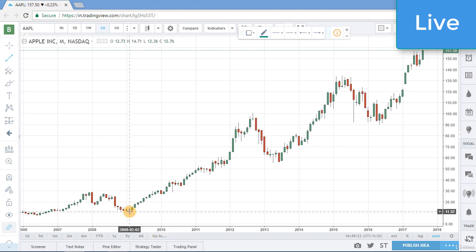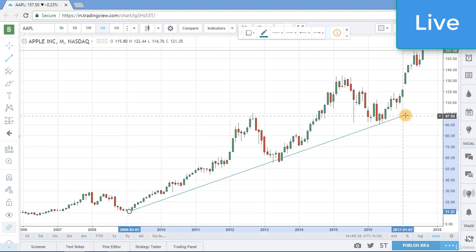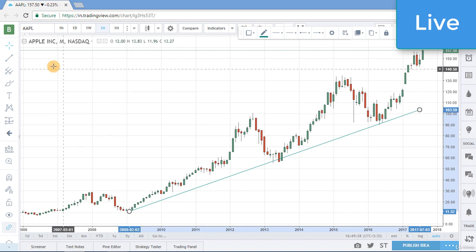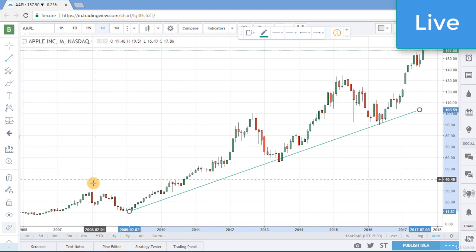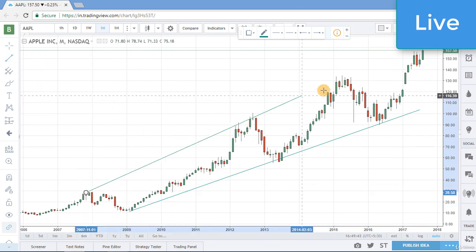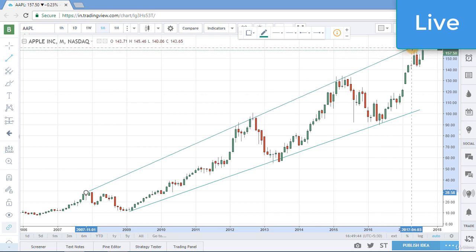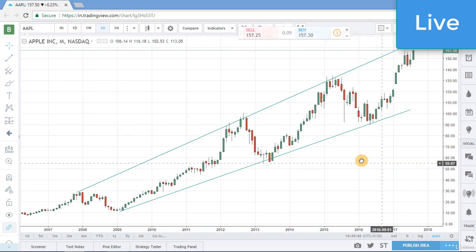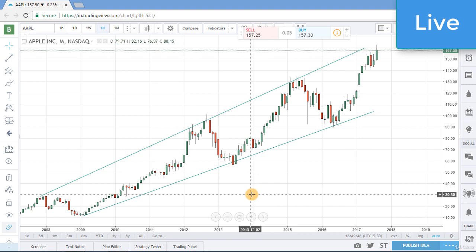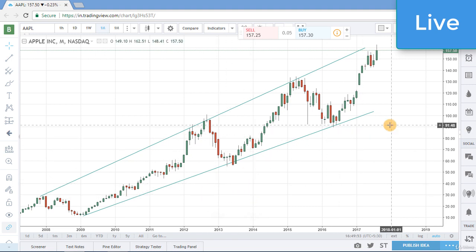We'll take the lower trend line. This is the lower trend line. Now we will plot the upper trend line. Now just see, the stock is making a diverging structure.